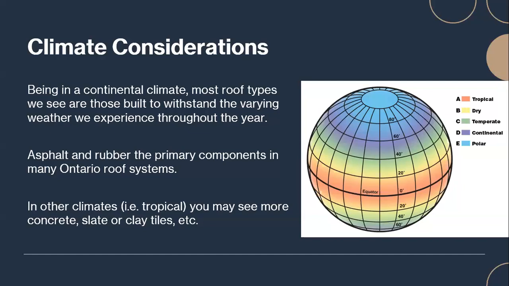So that's why primarily the roof systems that we're seeing are either asphalt or rubber based, as opposed to some other climates, like in a tropical climate, you might see more concrete throughout roof surfaces, more clay, more slate tiles, whereas we see less of those here.